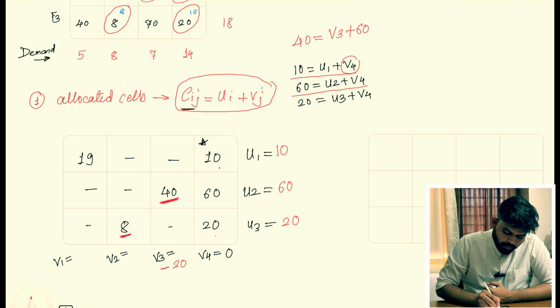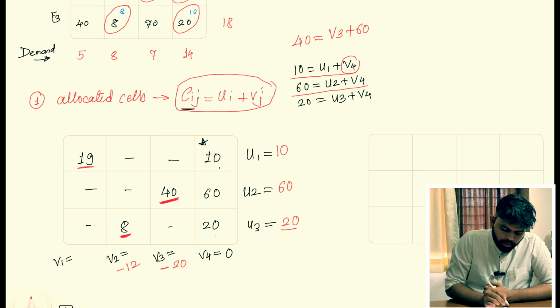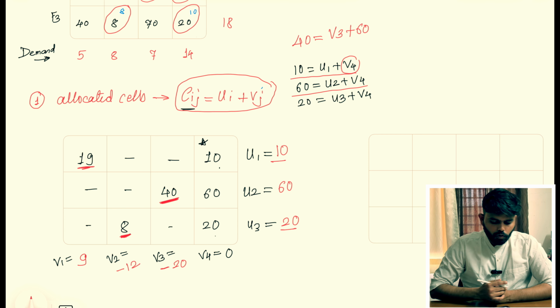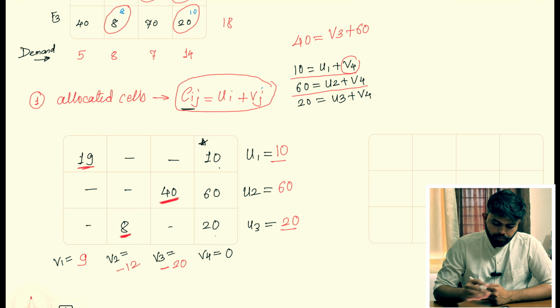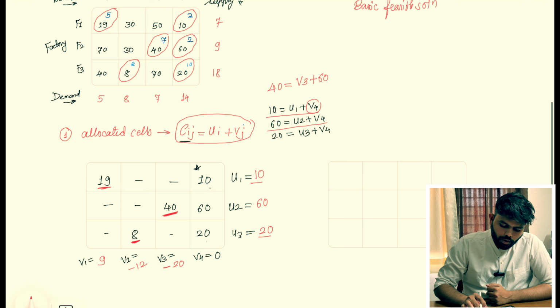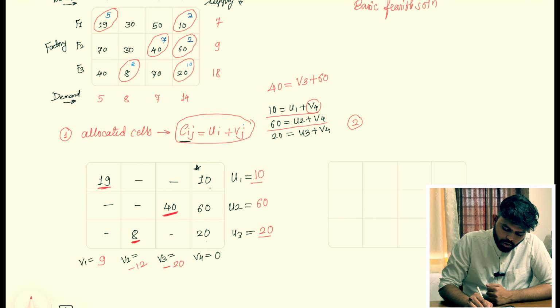Similarly, for the cell value 8, 8 will be equal to this 20 plus this V2. So V2 will be equal to minus 12. Similarly, this 19 will be equal to U1 plus V1 and U1 is 10. So V1 will be equal to 9. So we have completed the first step, which is for allocated cells. Now step number 2 will be for non-allocated cells. So the second matrix will be for non-allocated cells.